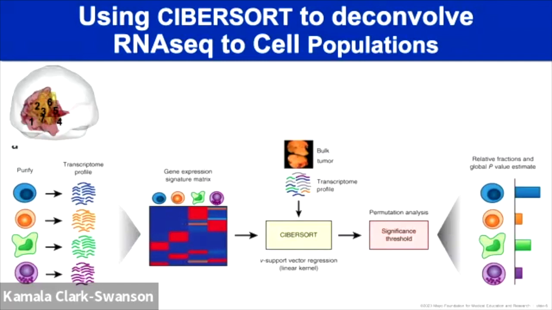Just real quickly, the general idea is that this whole algorithm is trained ahead of time with some single cell data, single cell RNA sequencing. Each of the cells has been tagged as a type of cell that you think is going to be in your sample. And then you get an idea of the transcriptome profile for that cell type.